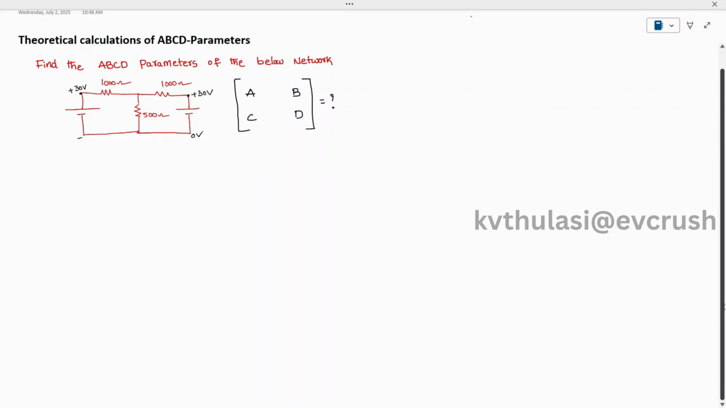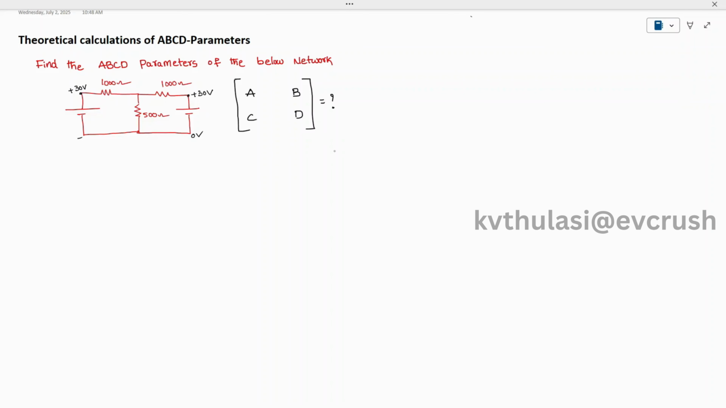Today we are going to solve the theoretical calculations of the transmission line parameters, which are nothing but ABCD parameters. So we need to find out these ABCD parameters. In order to do it, let us do it step by step.